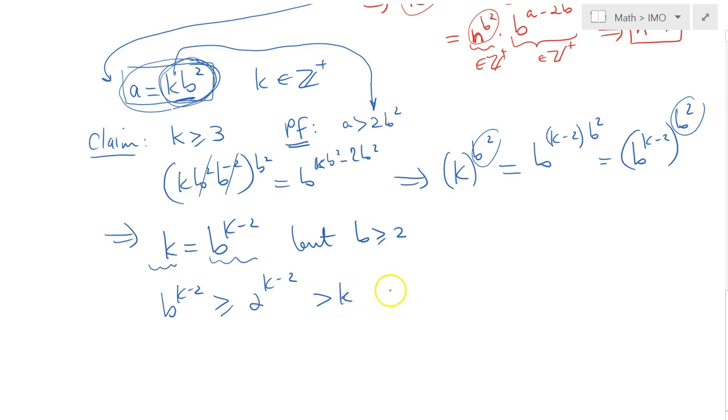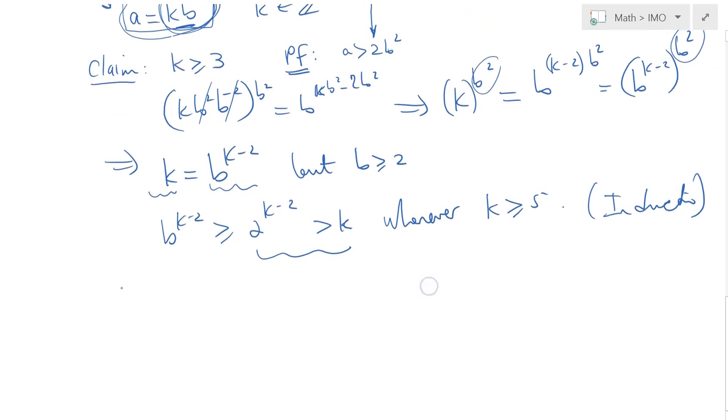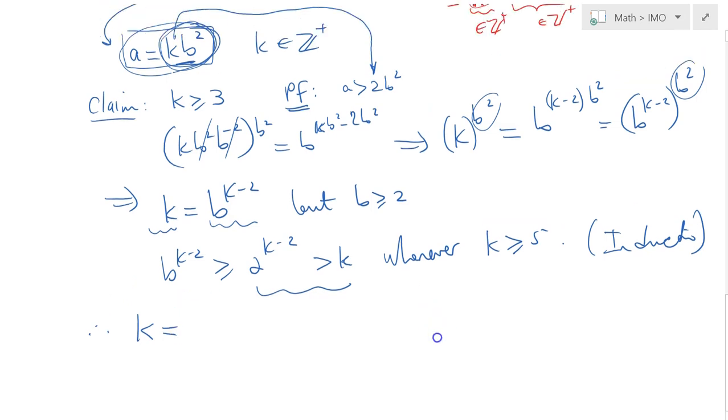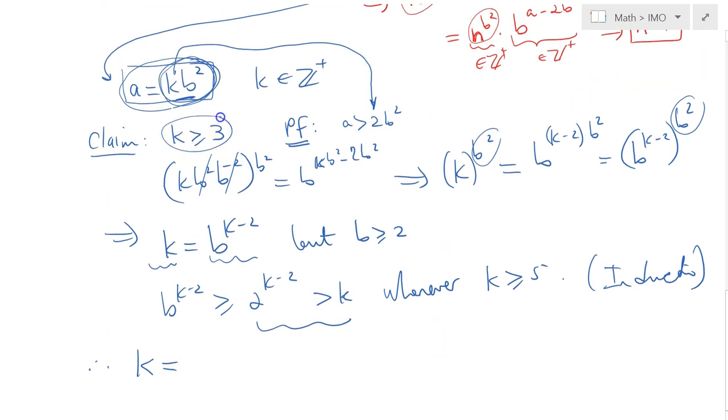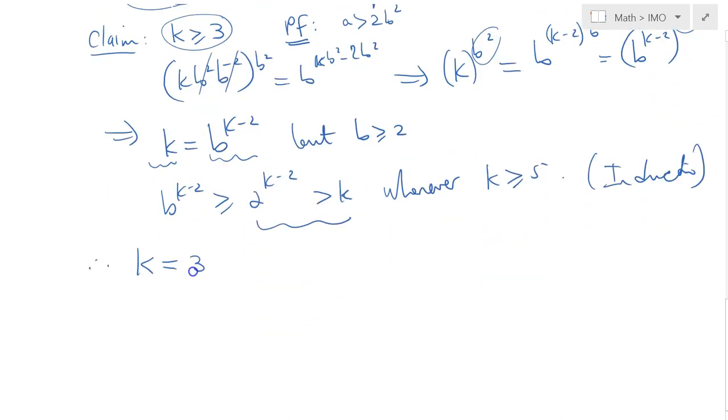So whenever k is greater than or equal to 5, notice that this strict inequality will hold, and you can simply use induction, and I just leave it to you as an exercise. So therefore, in fact, we have found that k, knowing from earlier that k must be greater than or equal to 3, is equal to 3 or 4.